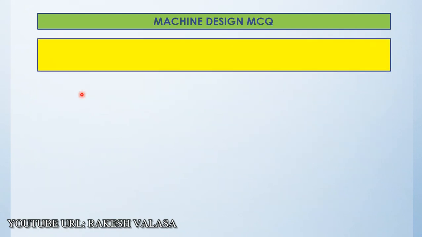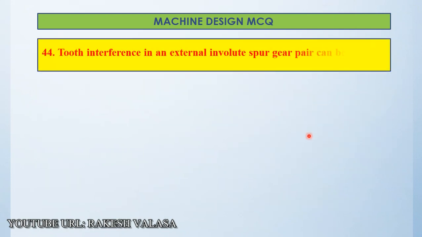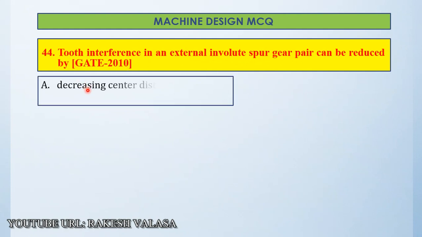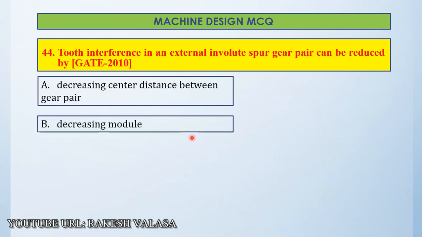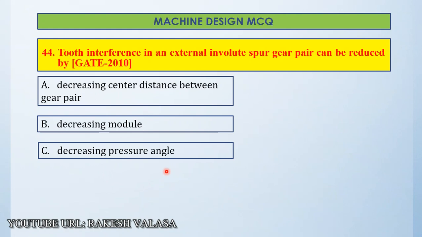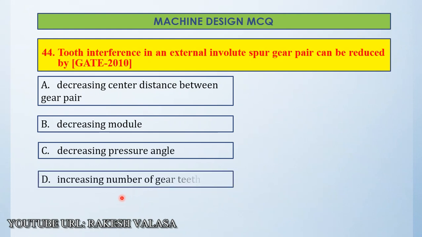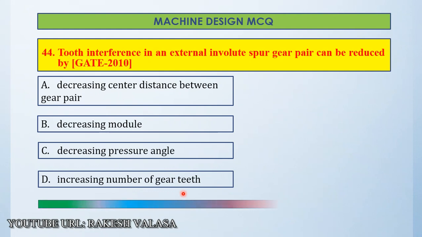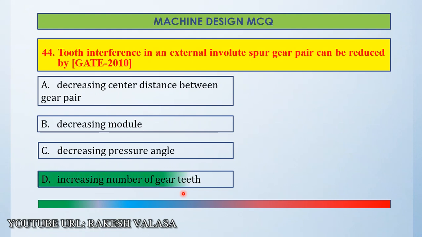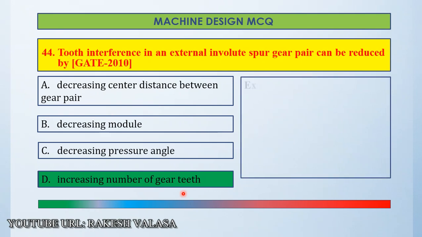Question number 44. Tooth interference in an external involute spur gear pair can be reduced by option A decreasing center distance between gear pair, option B decreasing module, option C decreasing pressure angle, option D increasing number of gear teeth. The correct answer is option D increasing number of gear teeth. Let us see the explanation.